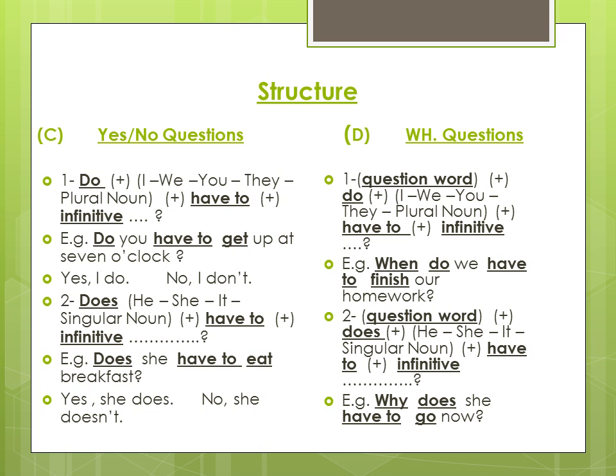Number 2. Question word plus does, not do, plus he, she, it, or a singular noun. So when the subject is he, she, it, or a singular noun, we don't use do, we use does. And after the subject we use have to plus infinitive. Here is an example. Why does she have to go now?